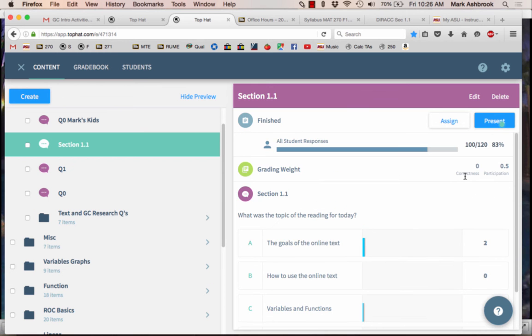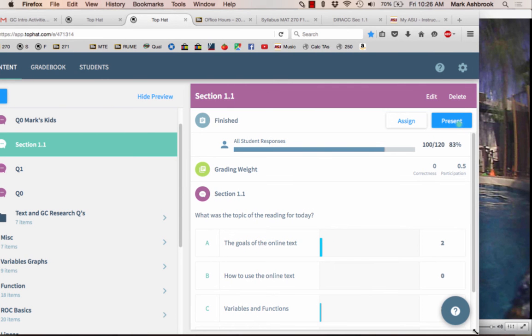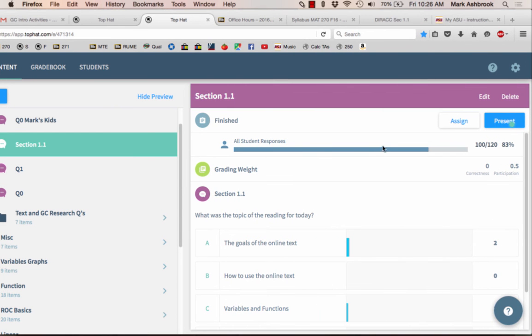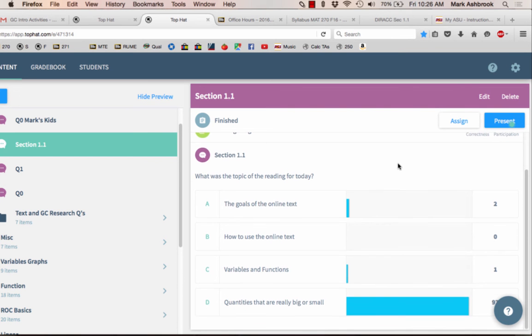Show correct answer choice. I'm supposed to be able to highlight the correct answer, but I can't do that. I don't know why. Anyway, yes, it was D. Quantities that are really big are really small. And so the homework for the weekend will be to read some more of that. You'll also be reading the preface in the book and doing some problems. Don't load up.